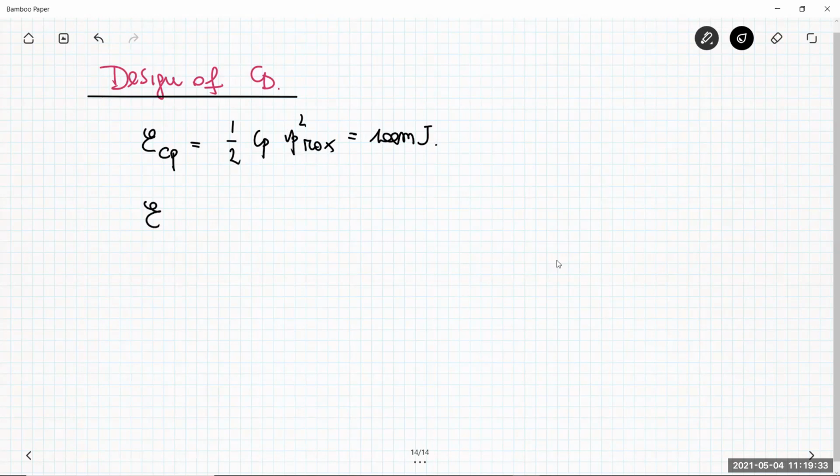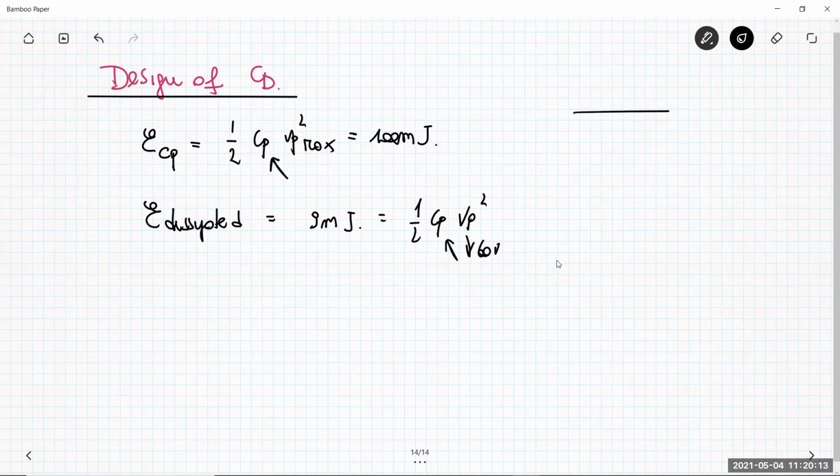Then we have also computed the energy which is dissipated due to the impossibility to recover it. This is 9 millijoule. This is computed as one half CP VP square, where VP is 60 volt, at the beginning of the non-boost phase, let me say. All these quantities are computed referring to the capacitor CP. So these energies are referred to the CP side of my converter.